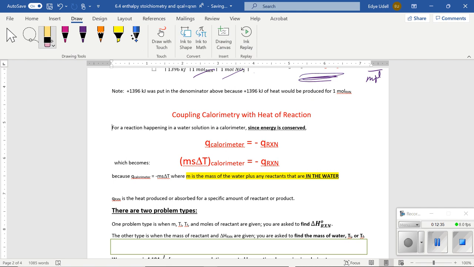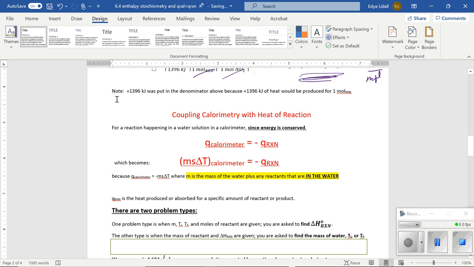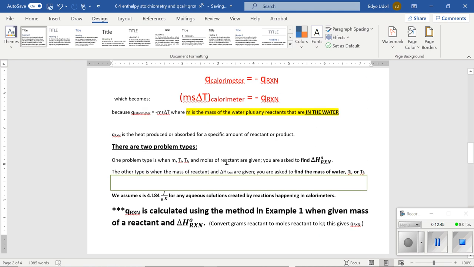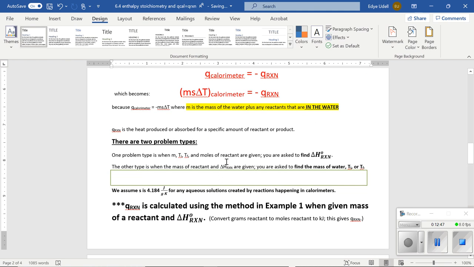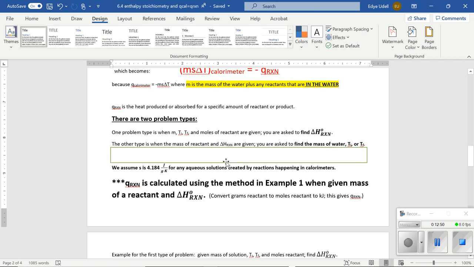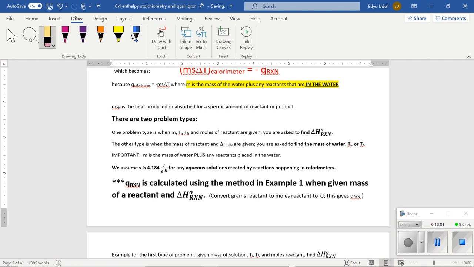This is very important here. M is the mass of the water plus any reactants that are in the water. This will come up in problems we do in classwork and in homework. Okay, we've talked about Q reaction. There are two problem types. I'm not going to read that out because you should have that in your notes already, in the printout. And then I've written this again because it's so important.